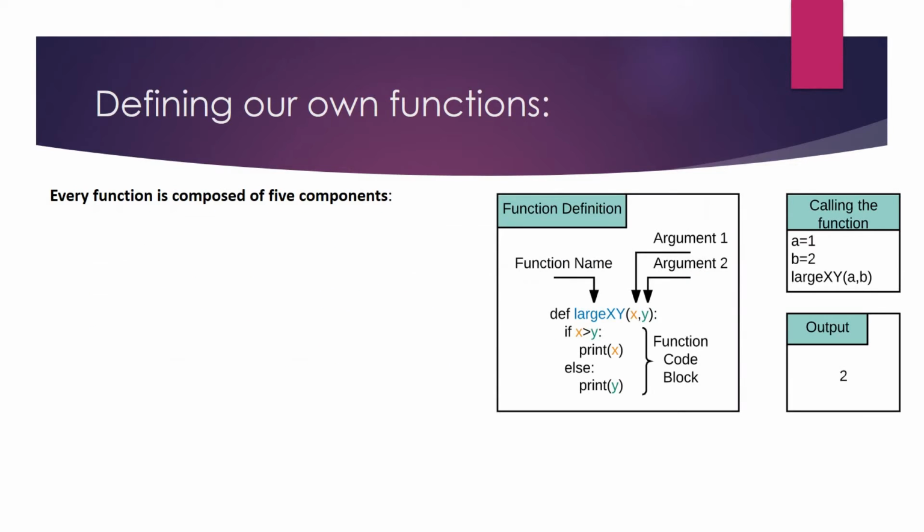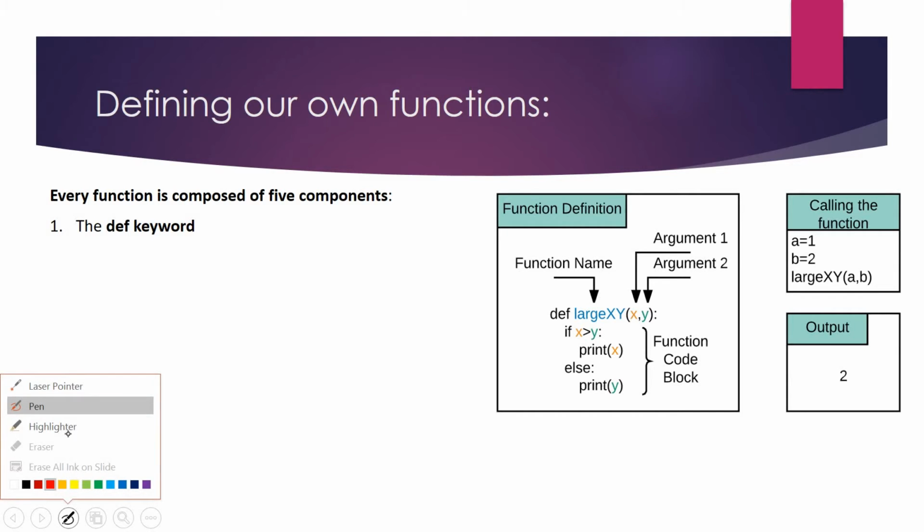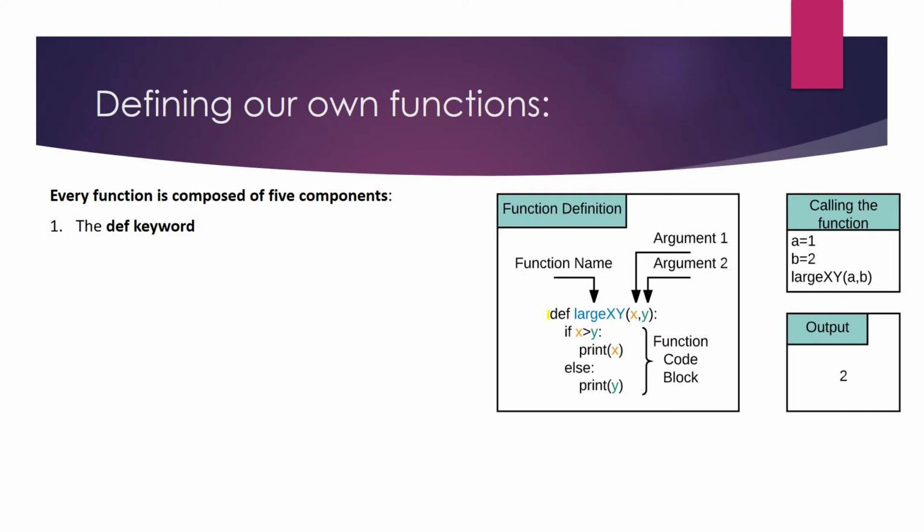Defining our own functions. There are 5 components, and I have this little image over here, and I'm going to walk us through where each component is. Every function is composed of 5 components. The first thing is the definition keyword. I'm going to highlight things as I go through here. Here's the definition keyword, and that just stands for definition. That indicates to the compiler that we are now going to be defining a function.